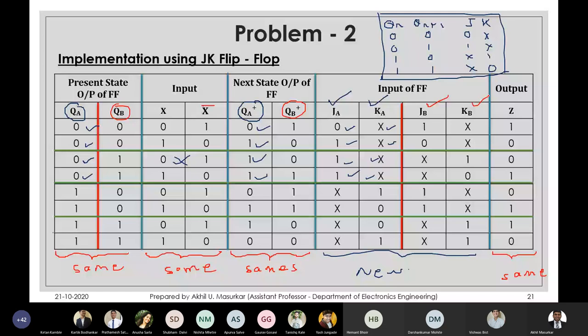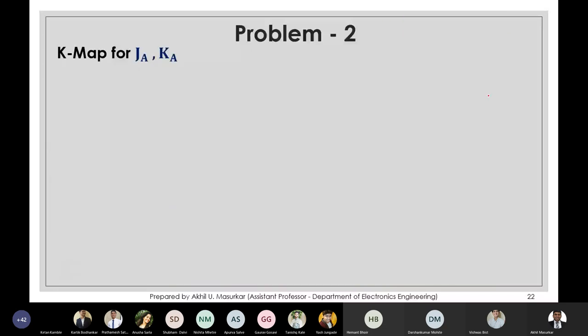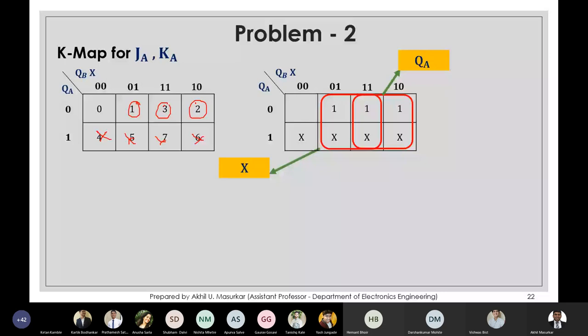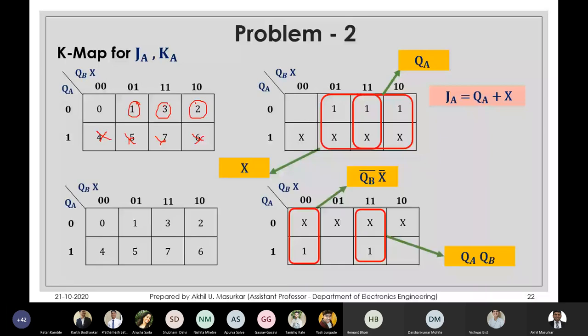Okay, let us go ahead with the KMAPs. So the KMAP for this thing, what will be the KMAP here? So 4, 5, 6, 7, I think we don't care. And all this is 1. So this is your KMAP. Simply QA plus QX. And this is the KMAP for KA.